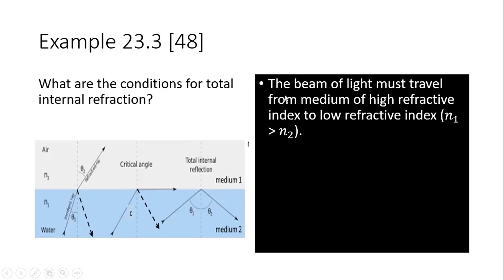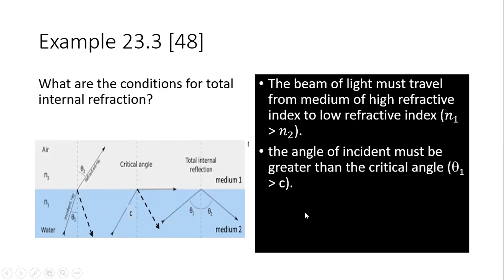Now pay attention in class. The beam of light must travel from a medium of high refractive index. It cannot come from air. It must come from water or glass first, from high refractive index to low refractive index. That means your N1 must be greater than N2 before you can have total internal reflection. That's the first condition. Second, the angle of incidence must be greater than the critical angle.